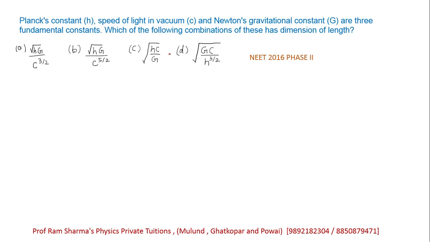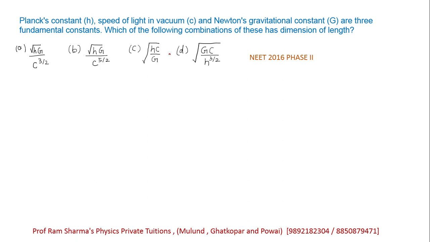Let's move on to NEET 2016 and let's see what was the question. So again, similar type of question, but definitely this is not easy. Planck's constant h, speed of light in vacuum c, and Newton's gravitational constant G are three fundamental constants. Which of the following combinations of these have dimension of length? So ultimately we have to see a combination of h, c and G such that the final answer should be equal to L. Let's see how we can do it.